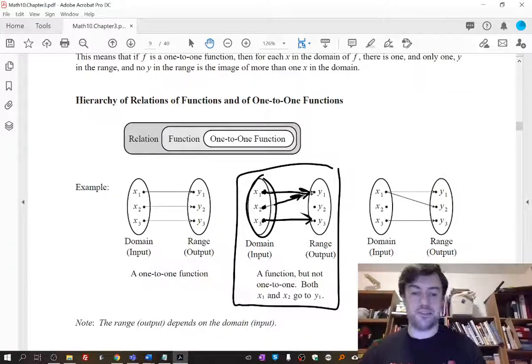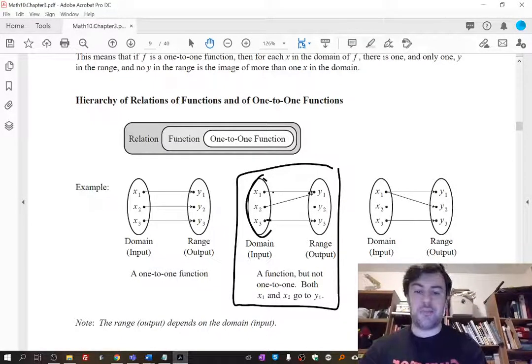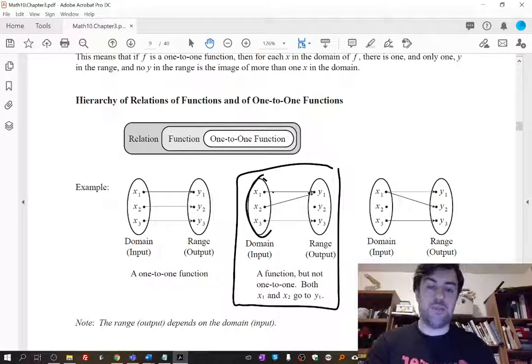That's it. That's all it is. Nothing really more grand or fancy than that. And that's the story. To see it in a mapping diagram, you're basically looking to see if there's just one arrow coming out of each element in the domain.